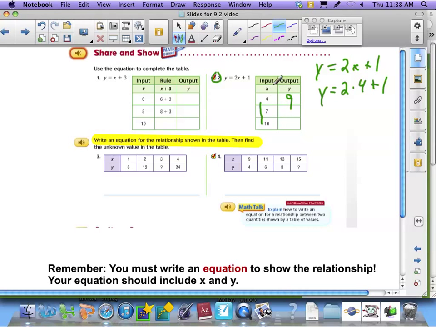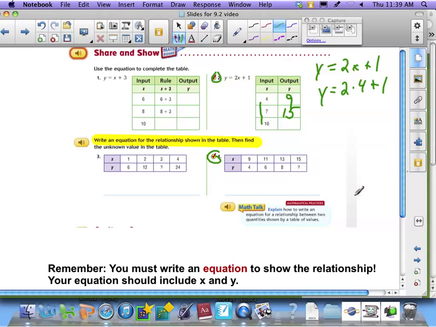So you can remember this. x is your input. You're going to put it into the equation, and you're going to see what comes out. If x was equal to 7, 2 times 7 is 14, plus 1 is 15. So the value of y depends on the value of x. y is the dependent variable, x is the independent variable. Let's look at one more.